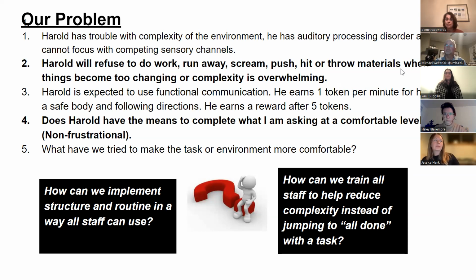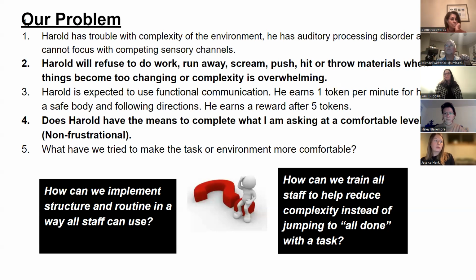This is our problem. The second step in the collaborative problem-solving process is to gather as much information as possible to clarify the problem with the entire team. As a team, we're going to talk about what Harold is doing or not, what the behavior is, whether we know what is expected of Harold, whether Harold has the skills to do what is expected, and what solutions have already been tried.